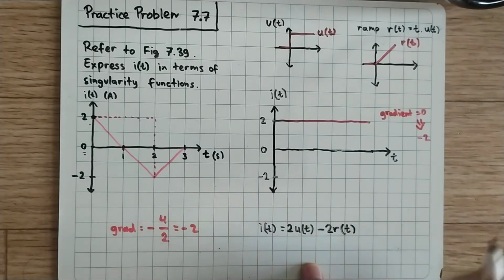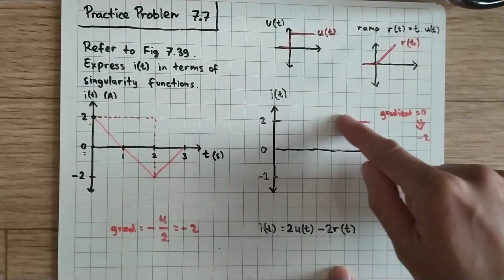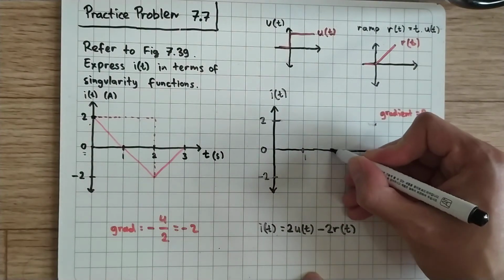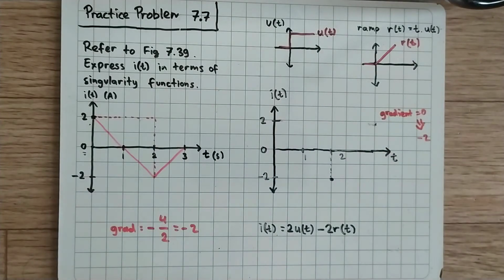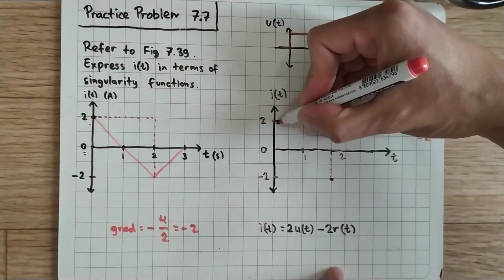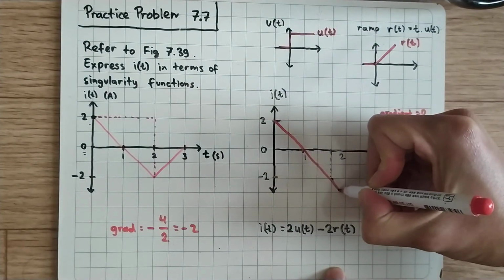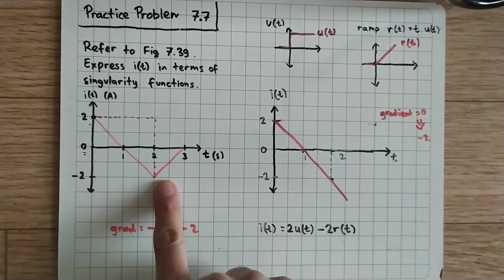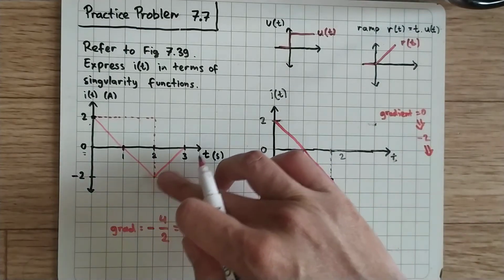Okay, now let's sketch this function. This function will change the gradient of this line. So this line is from here to here, so we connect this line, and it goes all the way to infinity. But we want to change the gradient again at t equal to 2. Now we have the gradient here of minus 2, but we want to change this again into this line.